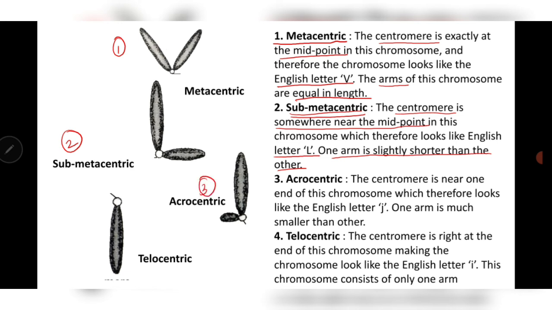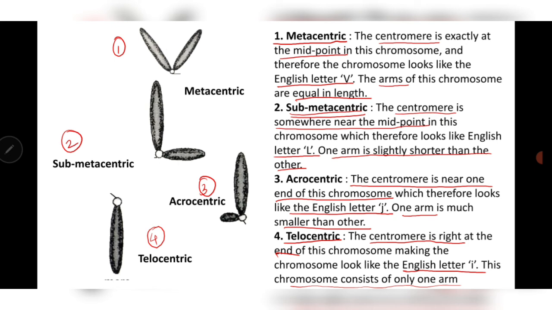The third type of chromosome is the acrocentric chromosome. In this acrocentric chromosome, the centromere is at one end of the chromosome. It looks like the English letter J, and here we find one arm is smaller than the other arm. And the last one is the telocentric chromosome. Here the centromere is right at the end of the chromosome, and this chromosome is represented with which letter? Yes, it looks like the English letter I, and only one arm is present. Such chromosomes are mostly absent in human beings.